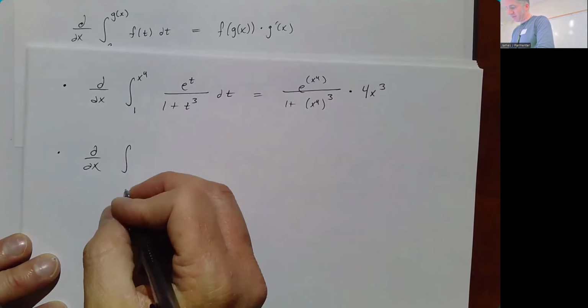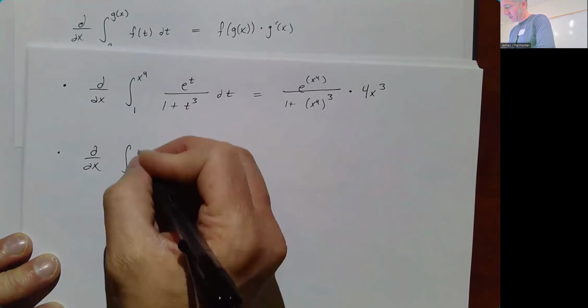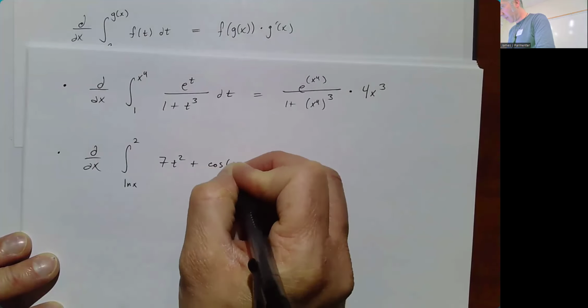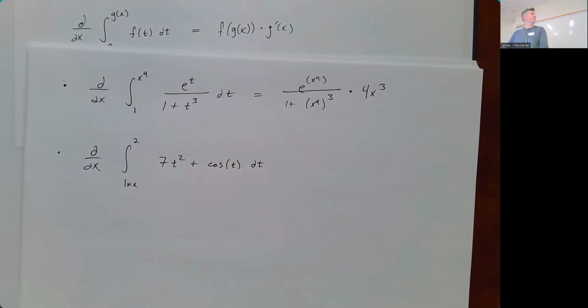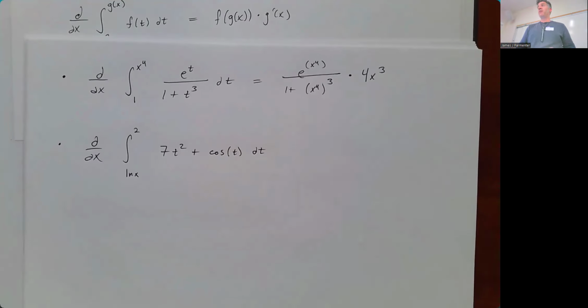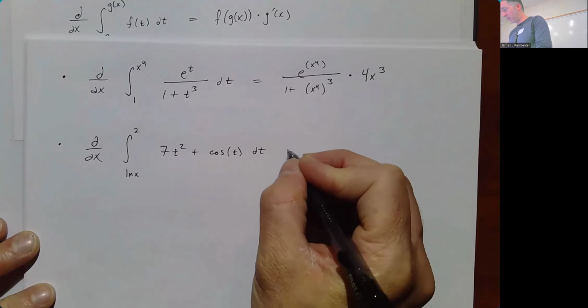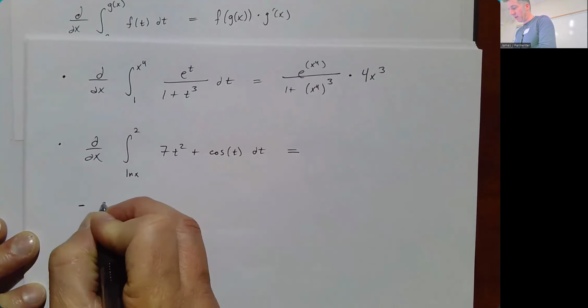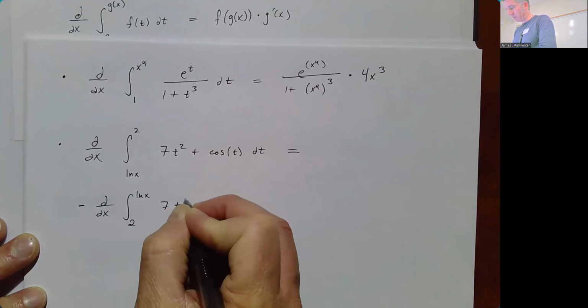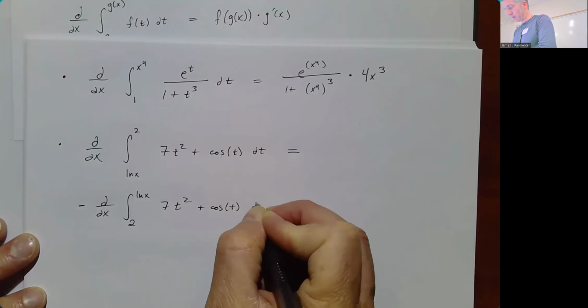What if we had the integral from, say, let's make it the natural log of x to 2 of 7t squared plus cosine of t. I don't like the variable on the bottom. Well, we don't have to leave it on the bottom. So if you change the order of integration, what happens to the whole thing? Negative. So what I'll say is you don't need to actually rewrite it. Most people skip this part. I'm going to write the part we would usually skip and write this as negative the derivative of the integral from 2 to the natural log of x of 7t squared plus cosine of t dt.